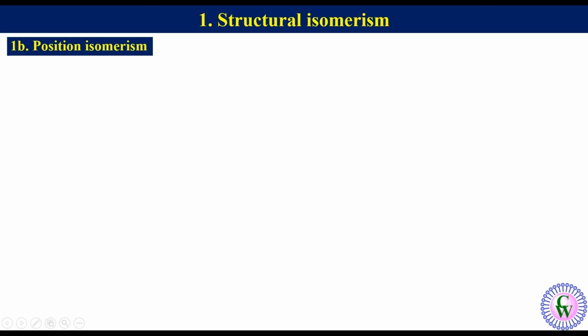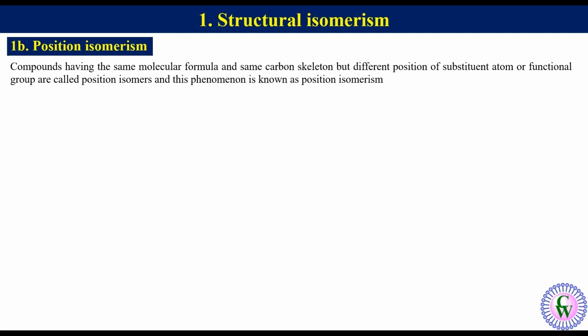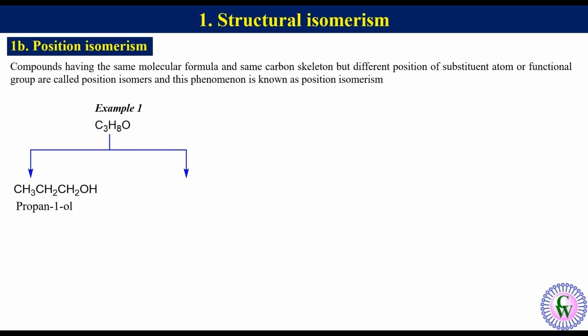Position isomerism. Compounds having the same molecular formula and same carbon skeleton but different position of substituent atoms or groups are called position isomers, and this phenomenon is known as position isomerism. For example, C3H8O is the common molecular formula of propan-1-ol and propan-2-ol. Here we can see that in both the compounds, 3 carbon chain is the skeleton and only position of OH is different. So they are position isomers.